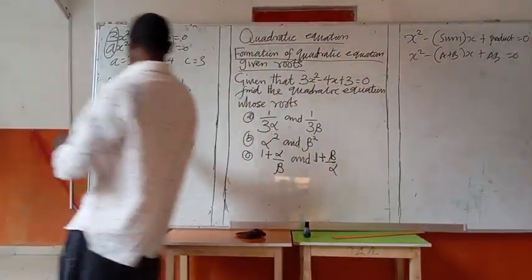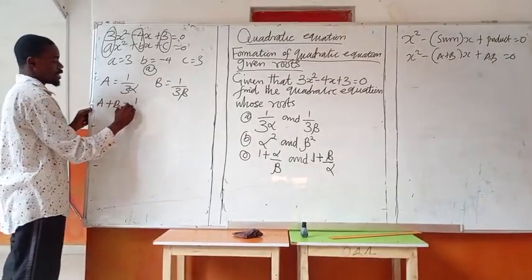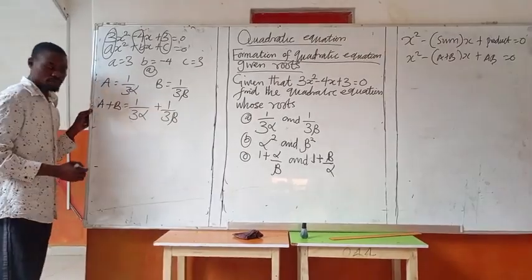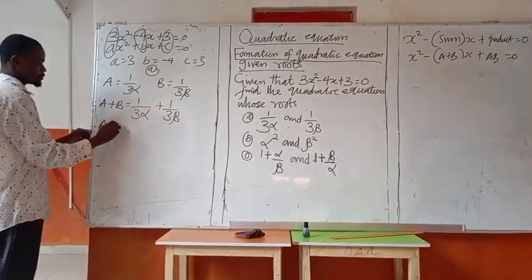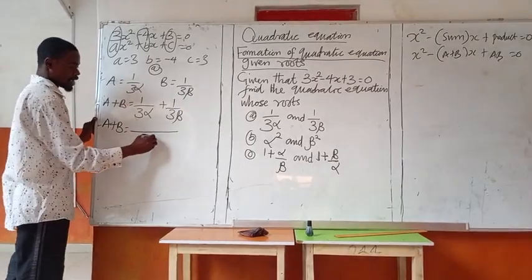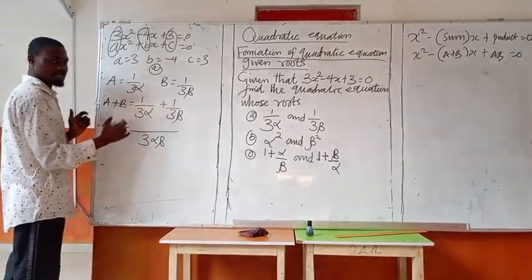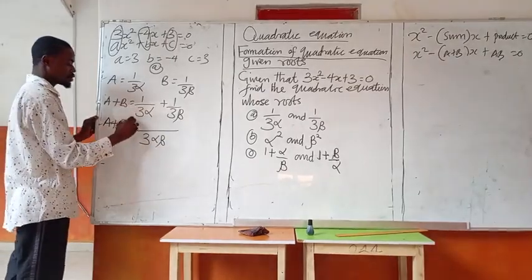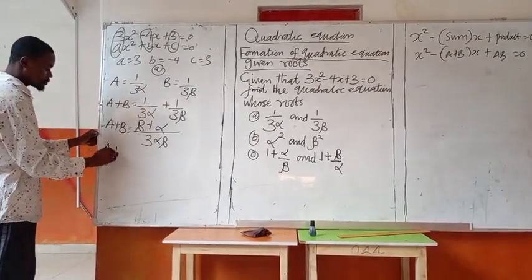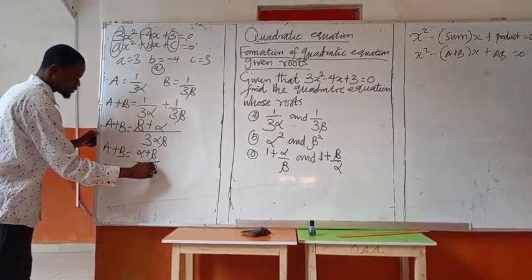So my A plus B now is this. I'll add the two roots: 1 over 3 alpha plus 1 over 3 beta. So we have A plus B is equal to the LCM, 3 is common, then alpha beta. 3 divided by 3 cancels, alpha cancels, alpha remains beta, beta times 1 we have beta. Plus, if you do the same thing here, it will remain alpha. Which means A plus B is equal to alpha plus beta all over 3 alpha beta.